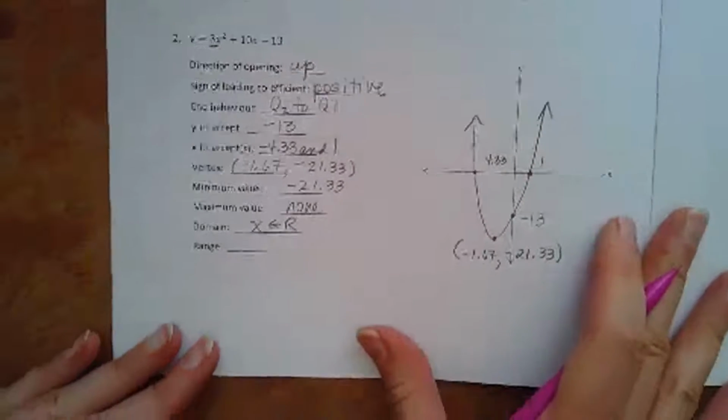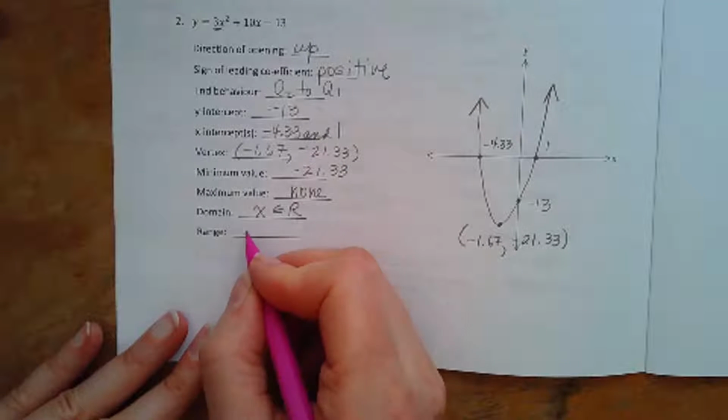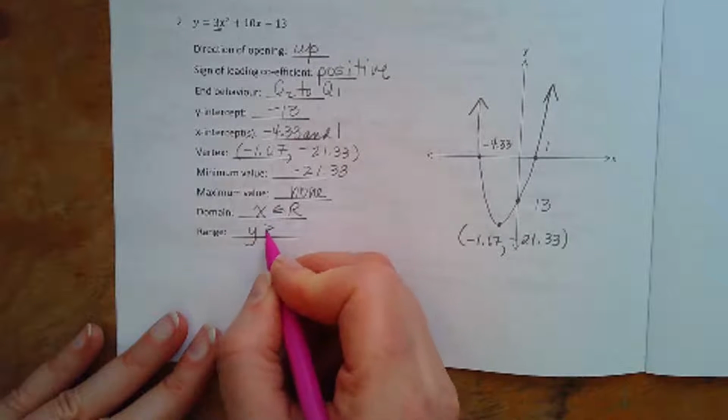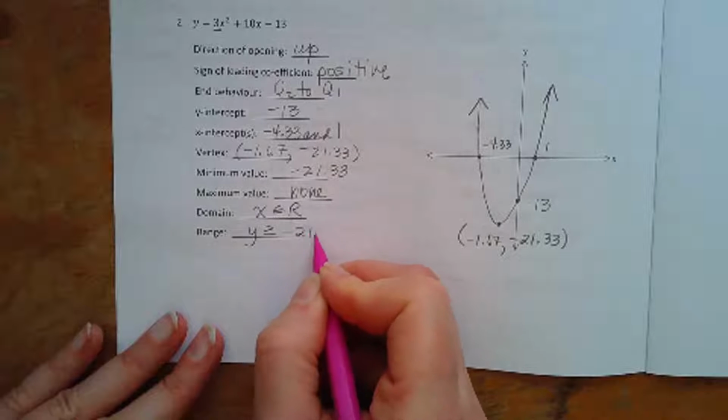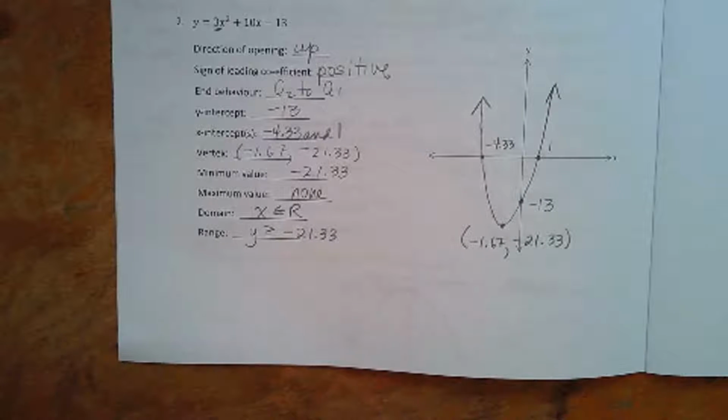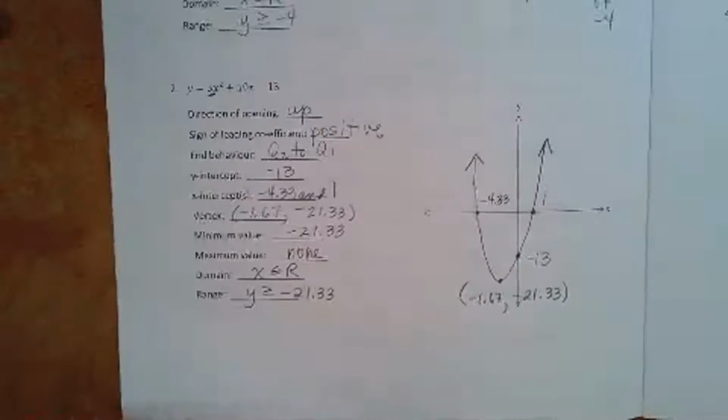And that also leads me to the domain and the range: y can be anything greater than or equal to negative 21.33. And that's it for that question.